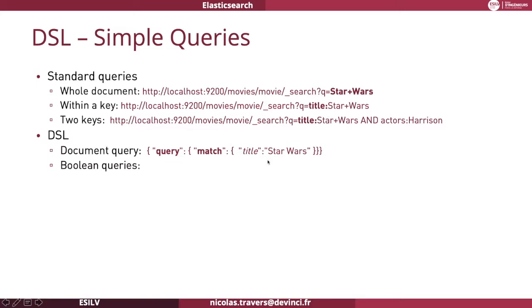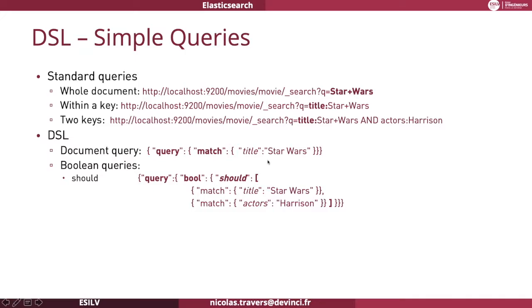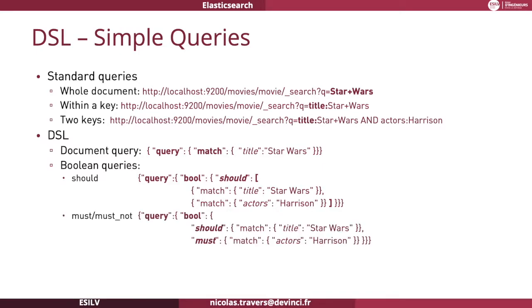And we can make some Boolean queries with here the should, and this should with a list of a match on the title and the match on actors. The should is very precise and says that it should appear, not must appear. So it's very important to be very precise with the should or the must. We will see just afterwards here.